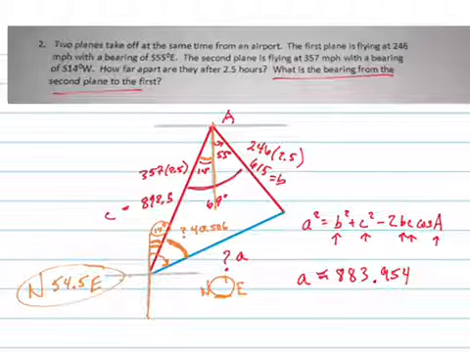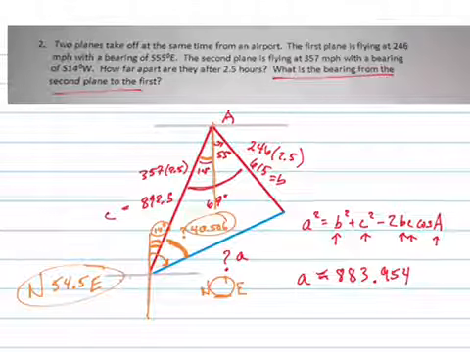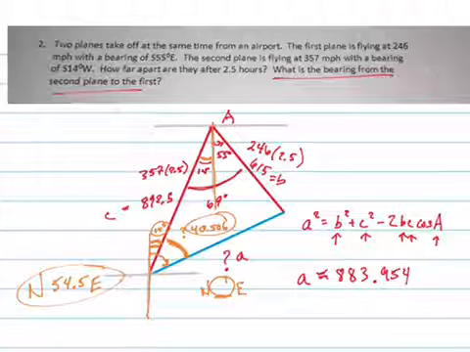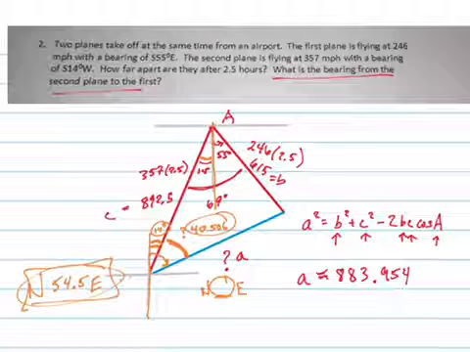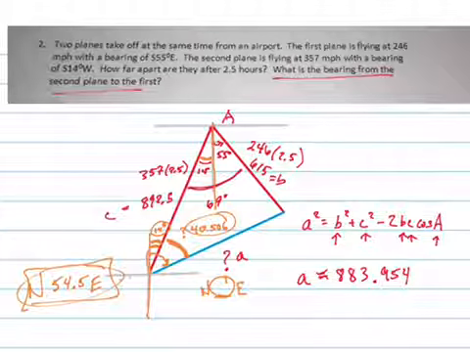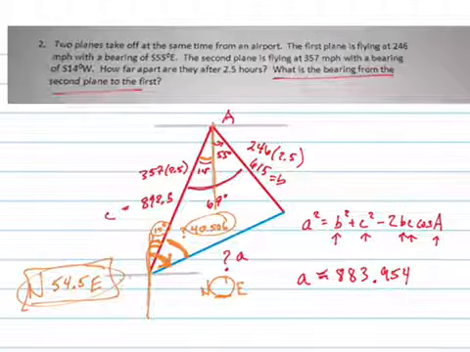So your answer, you found this angle in that triangle to be 40.5 roughly, so add 14 to that, so your bearing is north 54.5 east. North 54.5 east. That's your answer.